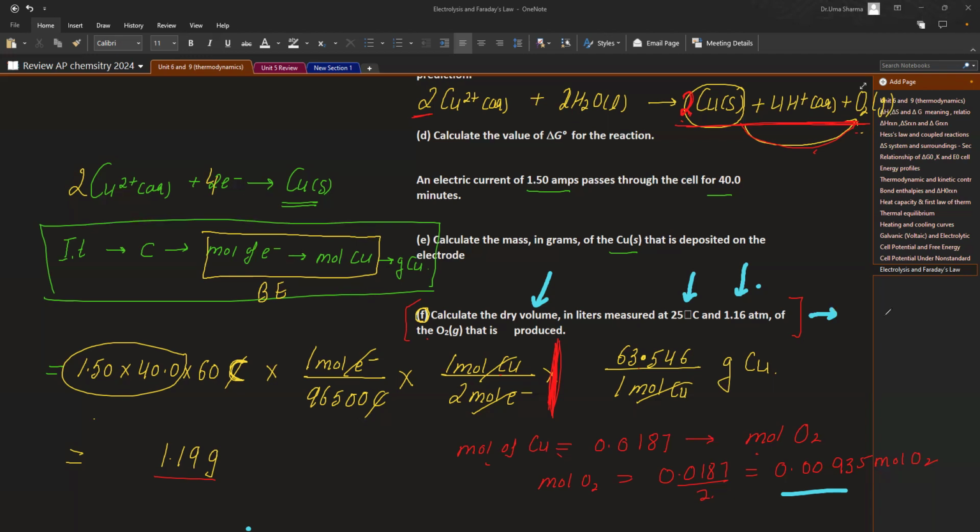Children, go back to unit 3. PV equals to, yes, Sudhi, nRT. What I want? V. I have n. R will be given to me in the examination. T given in the question over P. Ideal gas law. Yes, Kiki. Good.